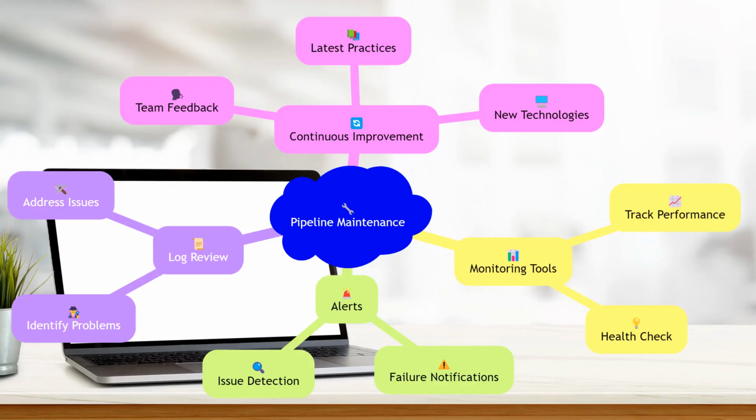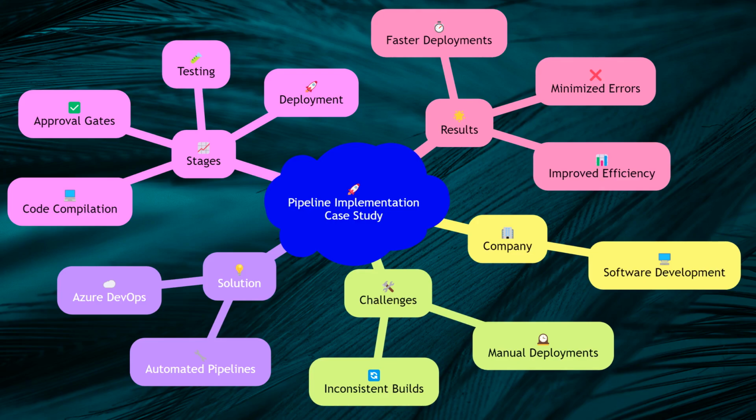Monitoring and maintaining pipelines is crucial for ensuring their ongoing success. Use monitoring tools to track the performance and health of your pipelines. Set up alerts for any failures or issues, and regularly review pipeline logs to identify and address any problems. Continuously improve your pipelines by incorporating feedback from your team and staying up to date with the latest DevOps practices and technologies. Let's look at a case study of a successful pipeline implementation.